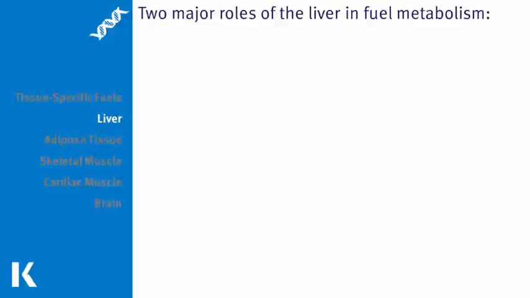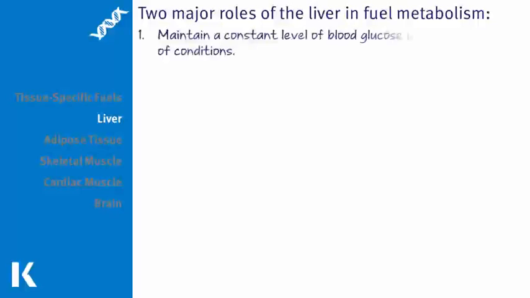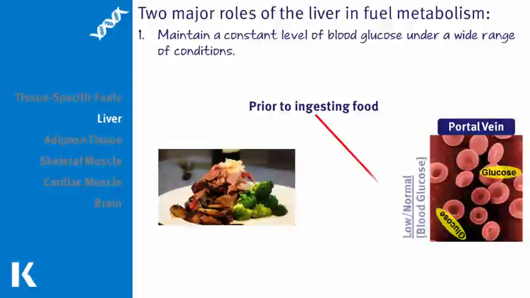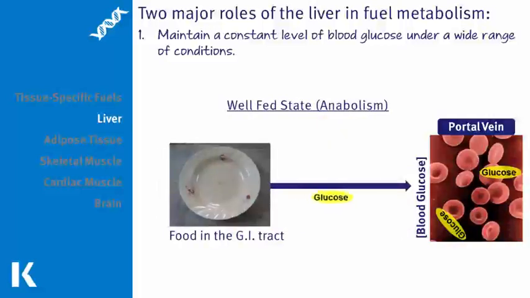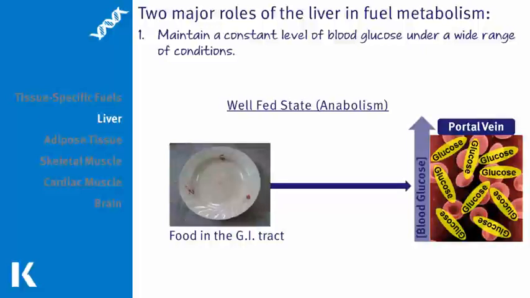The liver has two main roles in fuel metabolism. The first is to maintain a constant level of blood glucose during all metabolic states. Let's go through this in detail. Before eating a meal, the concentration of glucose in the portal vein is low to normal. Remember that the portal vein is where nutrients from the intestine are absorbed so that they travel directly to the liver. After the meal is complete, proteins, fats, and glucose that were ingested and absorbed from the GI tract travel through the portal vein. At this time, the concentration of glucose increases.